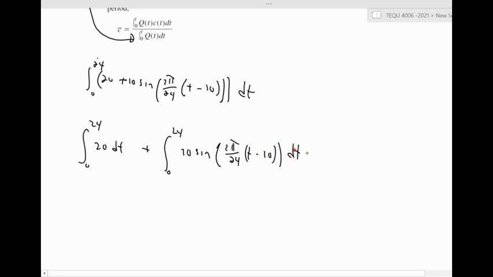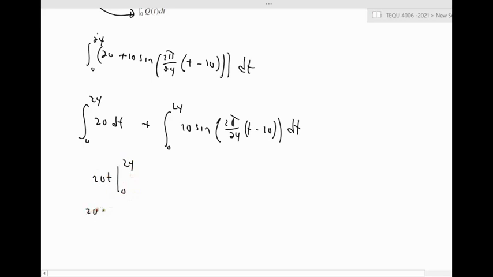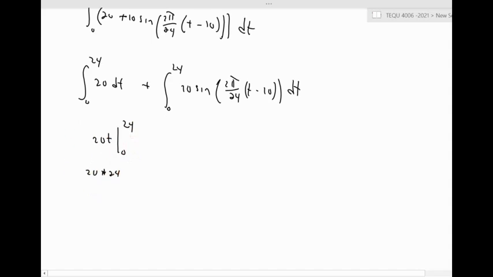I see. Interesting. You can quickly tell that eventually, for example, if I integrate this part here, you've got 20t evaluated between 0 and 24, and if I continue this part here, that will be 20 times 24, that's 240 plus 240, that's the 480. So you get the 480 only for this part here. Interesting. Only for the 20 dt.